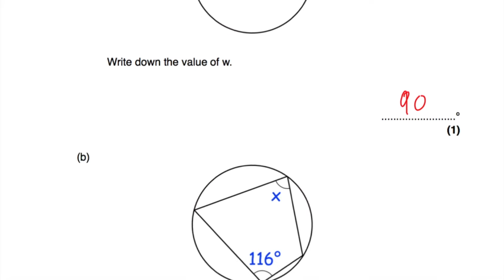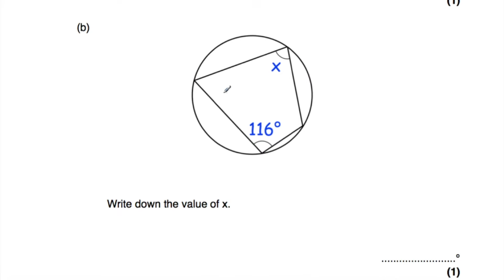Okay, question 5b. We've got this quadrilateral, the cyclic quadrilateral, because all of the points of the quadrilateral are on the circumference of the circle. So that means the opposite angles will add together to be 180 degrees. And we've been asked to work out the size of this angle. So if we do 180 subtract 116, that'll tell us the size of angle X.